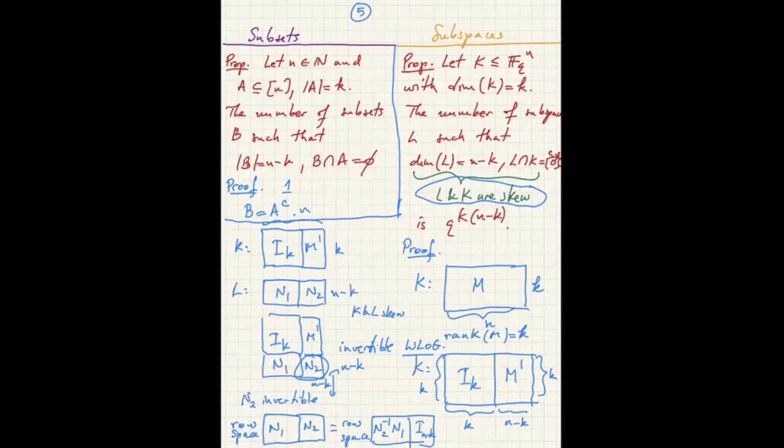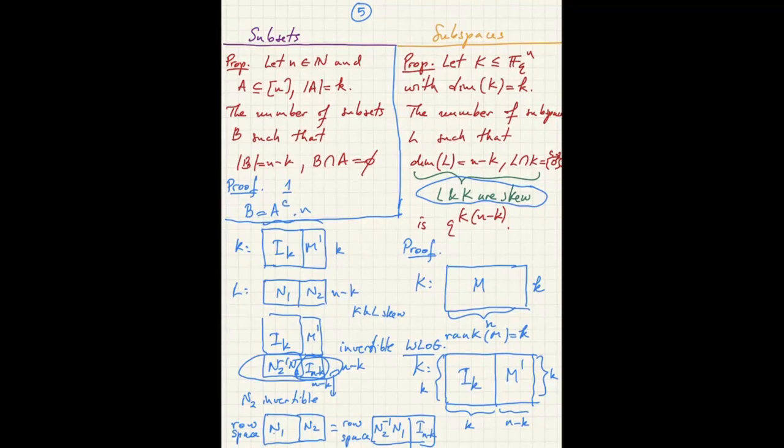So when we are looking at this matrix that is invertible, the row space of L can be thought of as N1, N2, but by this argument you can think of it as the row space of N2 inverse N1, and here I, n minus k. Okay, and so if I want to count the number of L's, it's the same as counting the number of these bases, of these matrices here. I'm hiding something under there, but that's the case. And how many such matrices do we have?